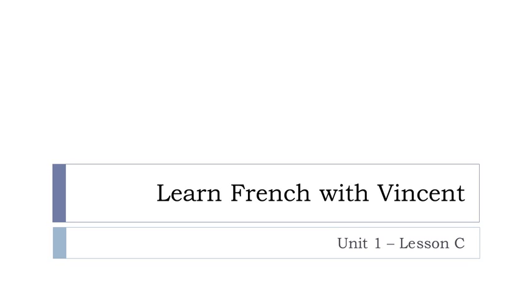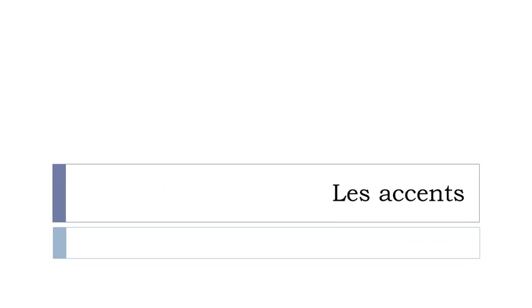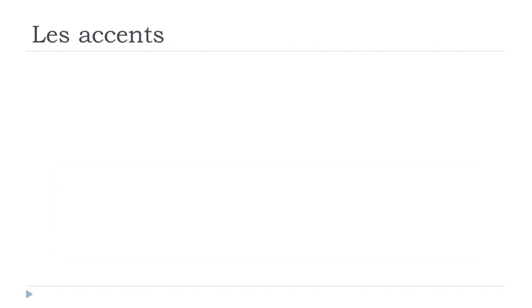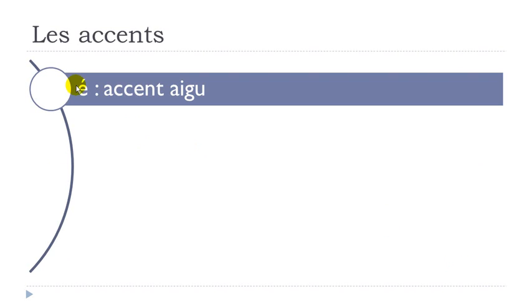This is Unité 1, Leçon C. So what will we discover in this lesson? We'll discover les accents, so the accents. And normally when we talk about the accents, we tend to insist on the accents which are on the top of the letter E, because they will change the pronunciation of the letter.